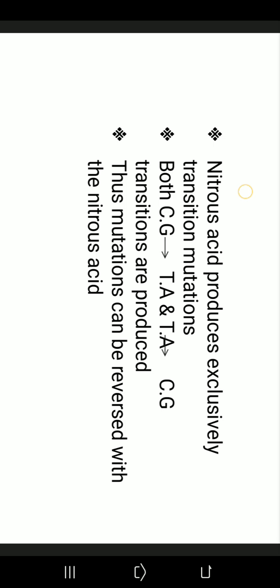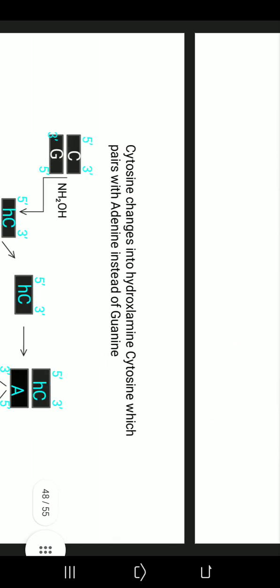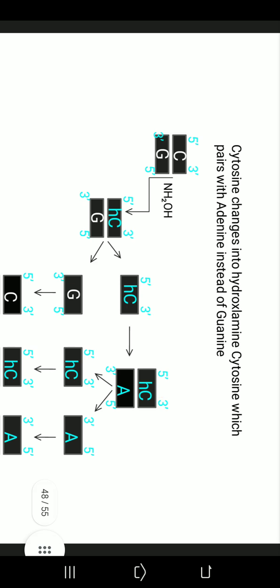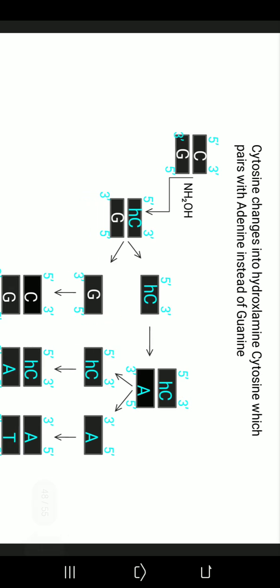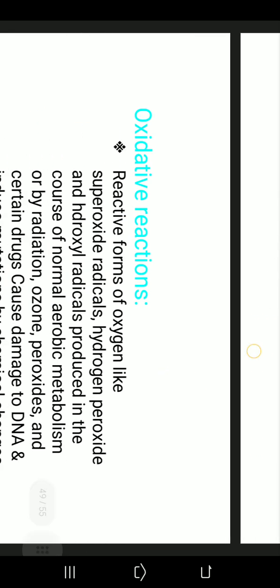Hydroxylamine is a specific base-modifying mutagen which adds a hydroxyl group to cytosine, producing hydroxylamine cytosine, which pairs with adenine instead of guanine. This leads to CG to TA transitions. It acts only on cytosine, thus it cannot revert the mutation produced. Cytosine changes into hydroxylamine cytosine, which pairs with adenine instead of guanine, as you can see in this picture.